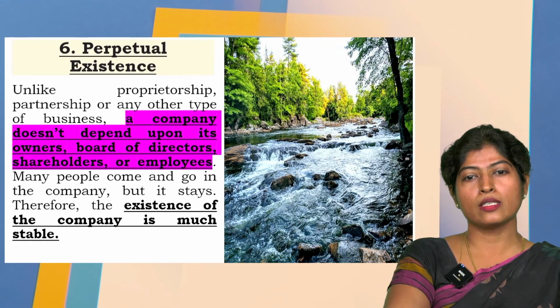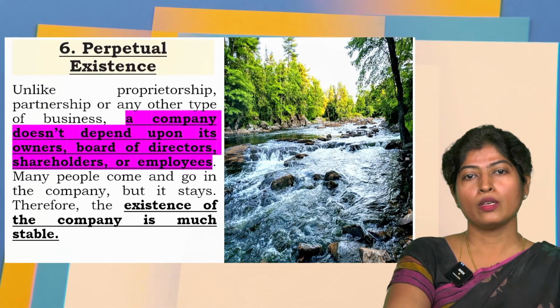Therefore, the existence of the company is very stable. It is not going to be wound up just because a shareholder is going out of the organization. That is the meaning of perpetual existence. These are the six points mentioned as the characteristics of the company. Now I hope you are able to understand the points I have explained for the characteristics of the company.